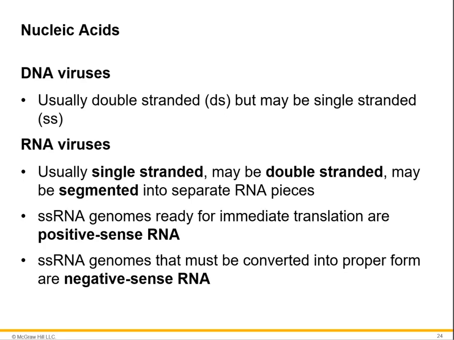Now, RNA is interesting in that it can be written in a couple of different ways. It can be written in a forward way where it's ready to be read by the cell's machinery, or it can be written in a backwards way where it needs to be converted to its forward way before it can be read by the cell's machinery. When it's written in its forward way, ready for immediate translation by the cell, that's called a positive sense RNA virus. If instead the virus's RNA is written backwards and it needs to be converted to a positive sense RNA first, then we call it a negative sense RNA.